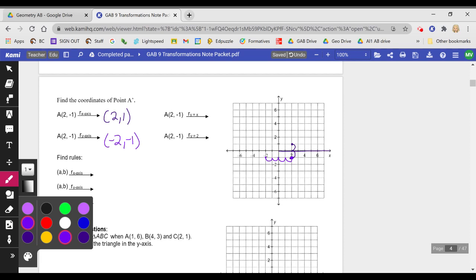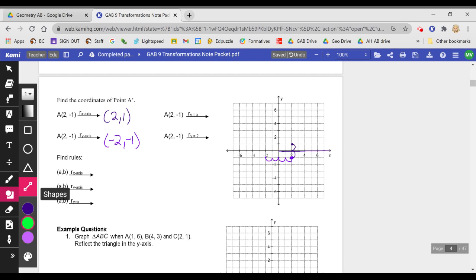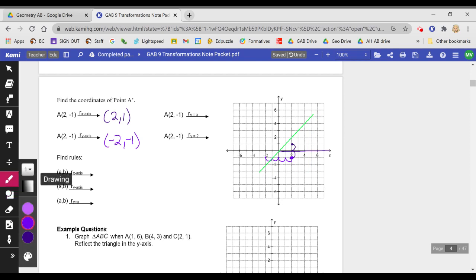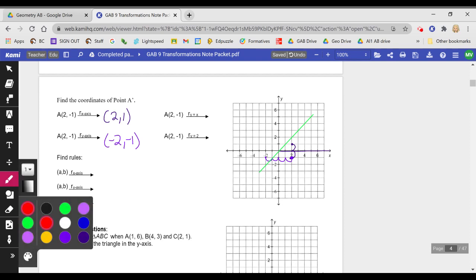When I reflect over the line y equals x, we have to remember that the line y equals x is a line that goes diagonal through the coordinate grid, has a y-intercept of 0 and a slope of 1. So when we're looking at our point, we want to draw a line from (2, -1) that is perpendicular and equidistant on both sides, so that the green line there is our perpendicular bisector. So perpendicular, that means we need to have a negative reciprocal slope. The slope of my green line, or y equals x, is 1.